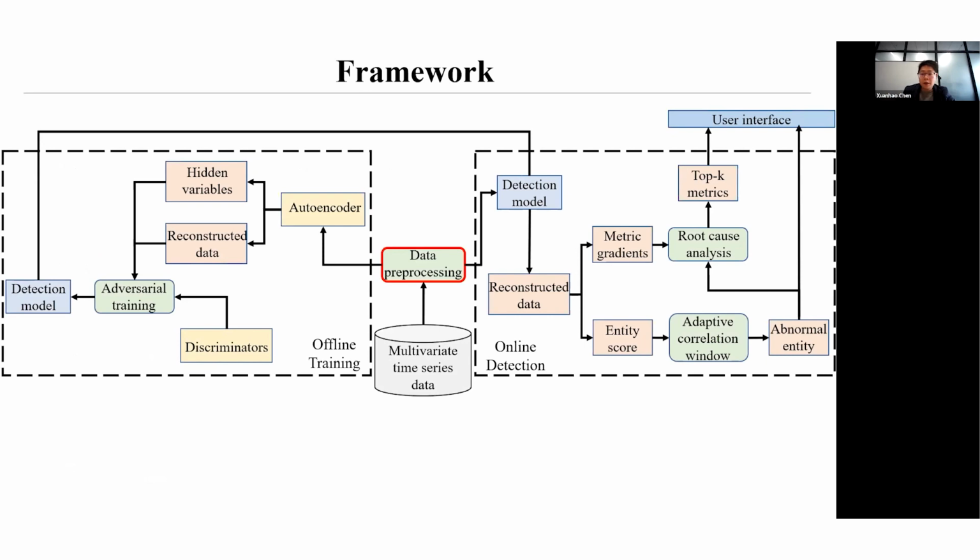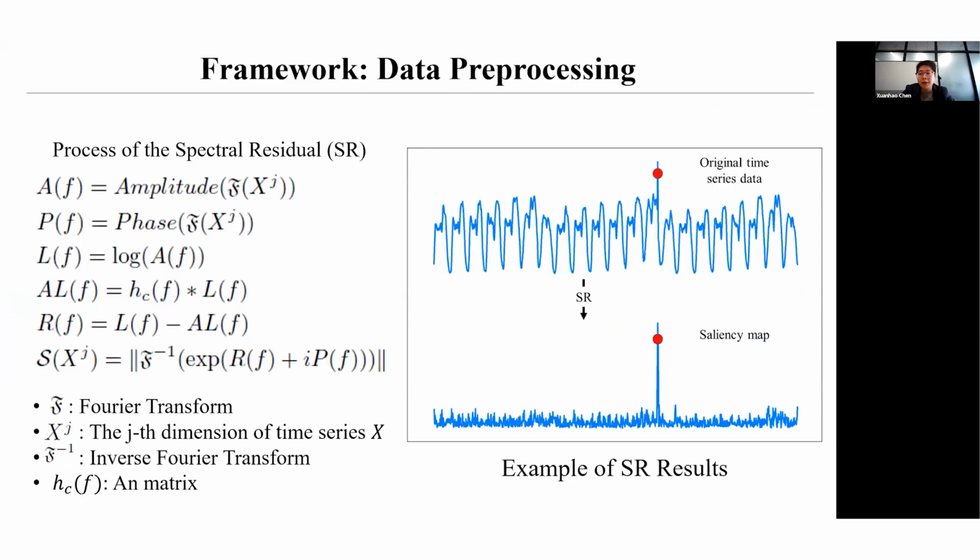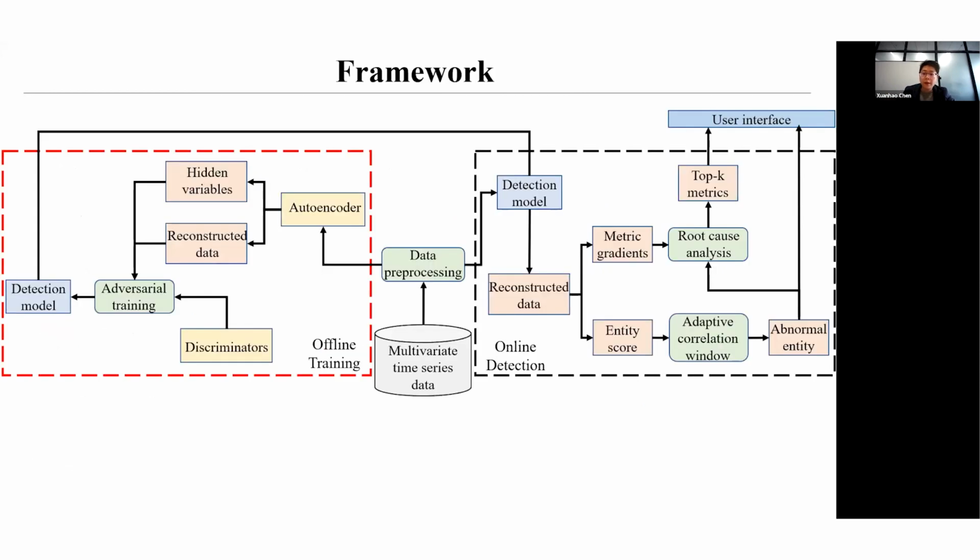First, we introduce the data pre-processing module. Recent study shows that the spectral residual algorithm performs well on univariate time series anomaly detection. We import the spectral residual to clean data and then normalize data with min-max normalization.